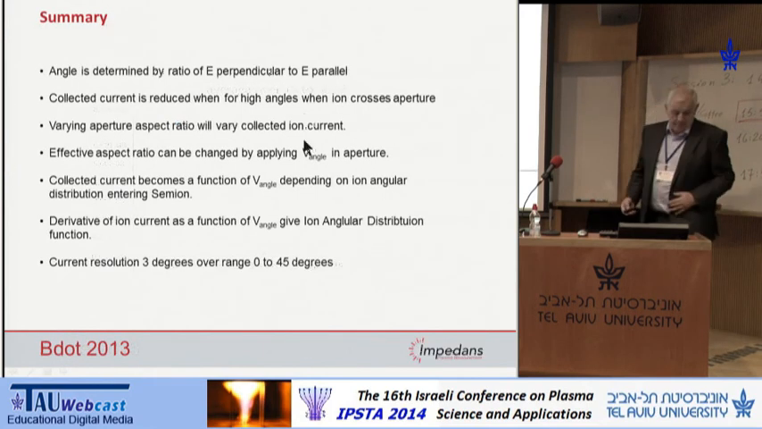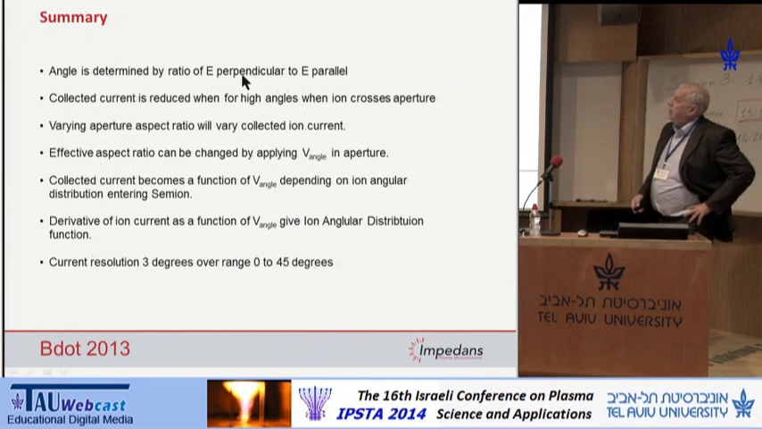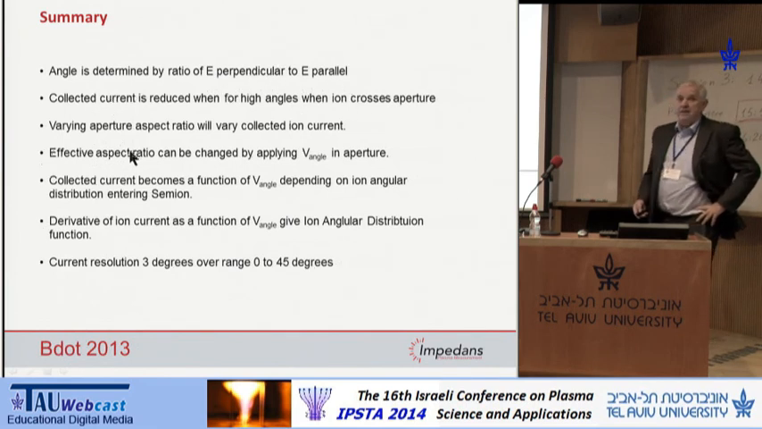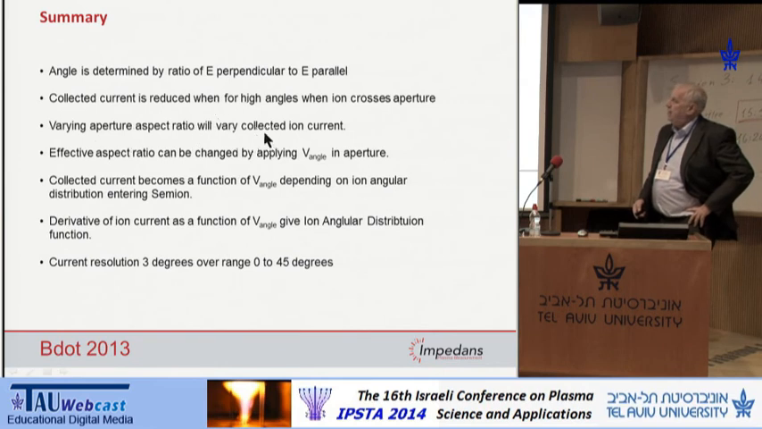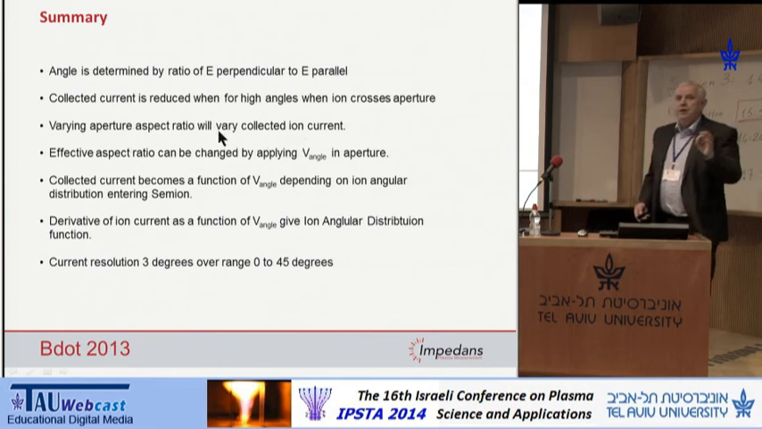So then to summarize, angle is determined by the ratio of E perpendicular to E parallel of the ions entering the analyzer. The collected current is reduced for high angles when the ion crosses through the aperture. And by varying the aspect ratio of the aperture, we can change the collected current.